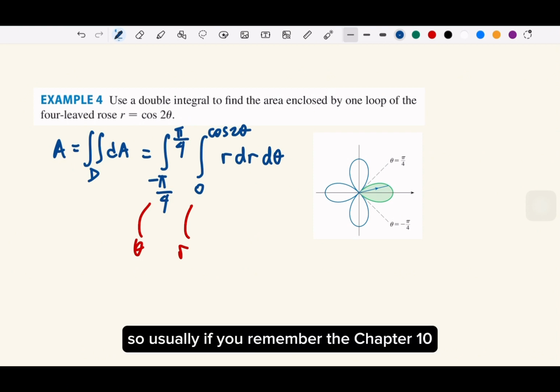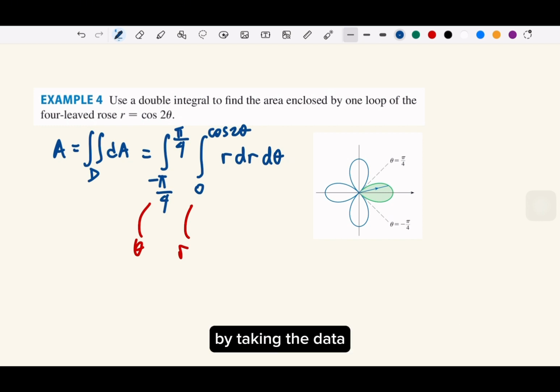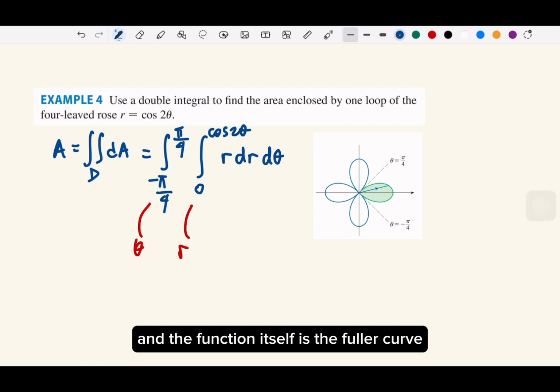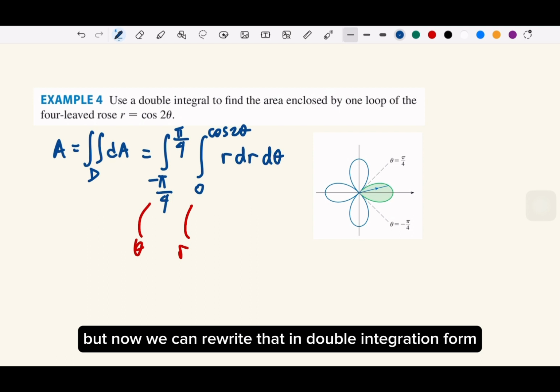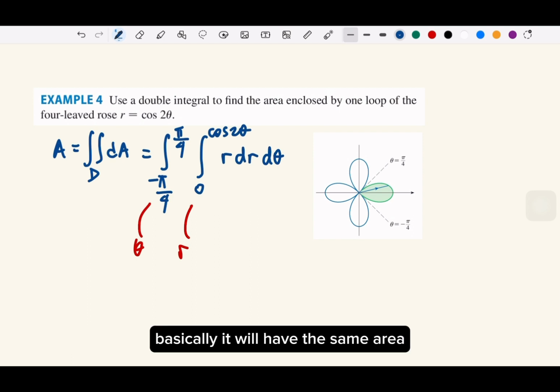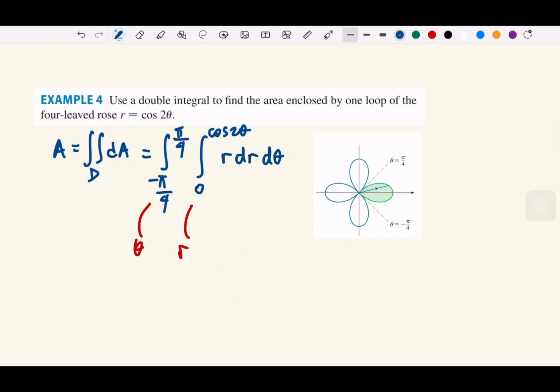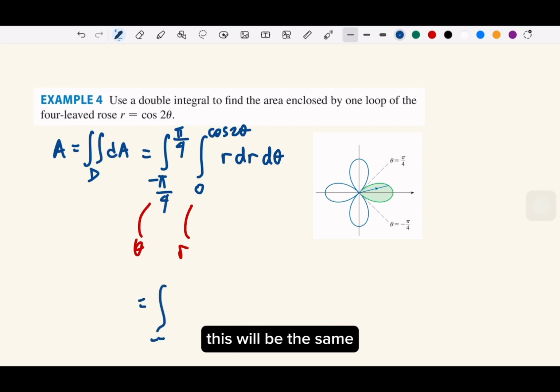So usually, if you remember chapter 10, we find the area by integrating with respect to theta, and the function itself is the polar curve, right? But now we can rewrite that in double integration form. Basically, it will have the same area, but this is a different approach. So now we need to integrate the inside.